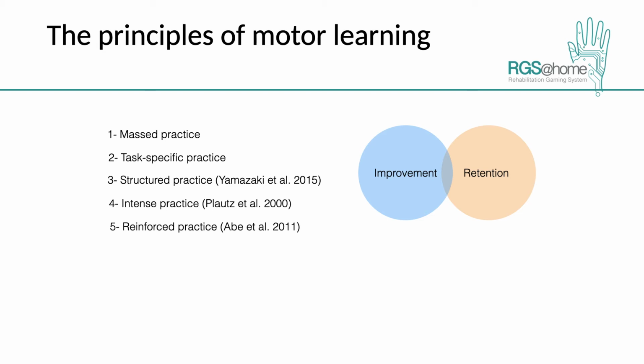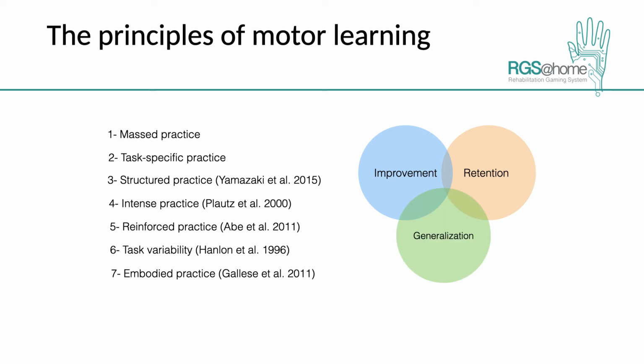Finally, if we want to have a complete or optimal rehabilitation protocol, then we need to take into account the third pillar of rehabilitation, which is generalization. We need to maximize the generalization of improvements so they have impact in the patients' lives. So it's not enough to train patients to grasp a very specific object during training, but we want to see how these improvements translate into grasping objects during the execution of activities of daily living.